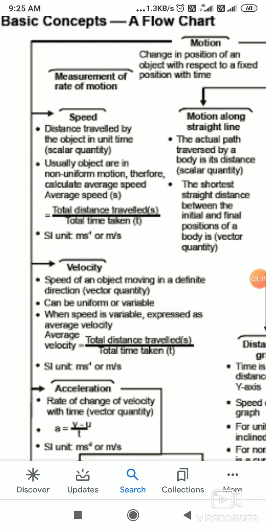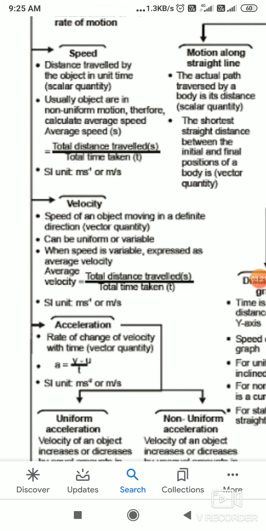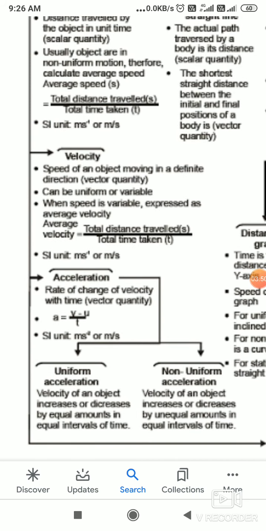Next one is velocity. It is the speed of an object moving in a given direction. It is a vector quantity. It can be uniform or variable. When the speed is variable, it is expressed as average velocity, and average velocity will be total displacement traveled per unit time. It is displacement instead of distance. Its unit is also meter per second.